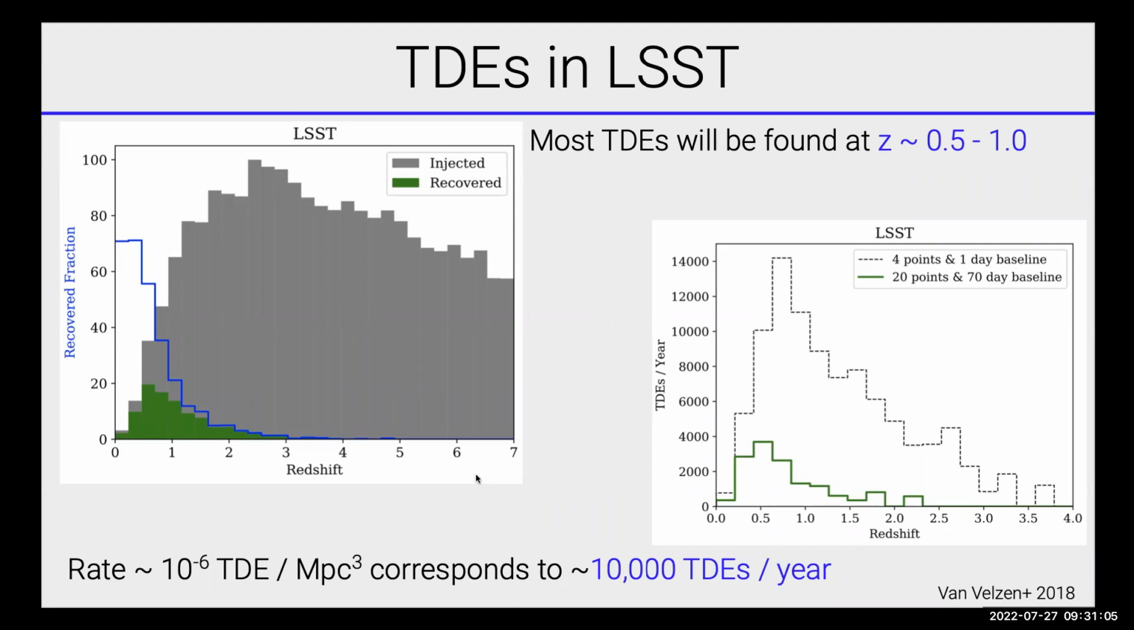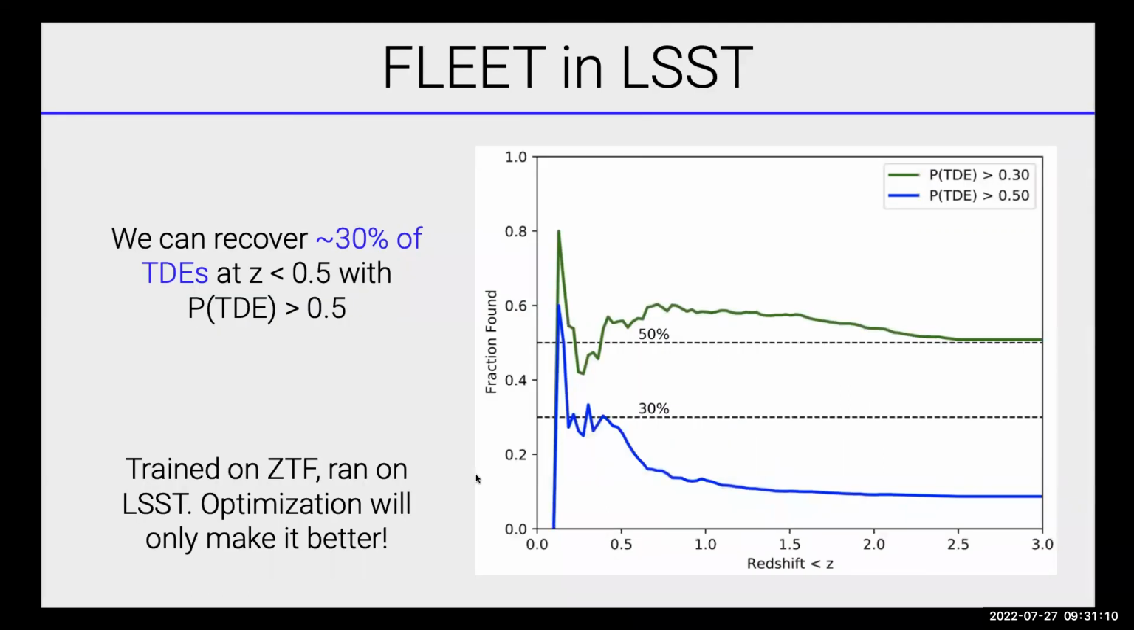So what if we take all of those 10,000 TDEs and then run them through Fleet? This is a preliminary experiment in which we did that. And if you see this blue curve, it is just saying how many TDEs less than this redshift were recovered by Fleet, where recovered means a probability of being a TDE greater than 50%. And it's around 30% of them for a redshift less than 0.5, which means of those 10,000 TDEs that were found in this theoretical LSST simulation, Fleet said, okay, I can find 3,000 of them.